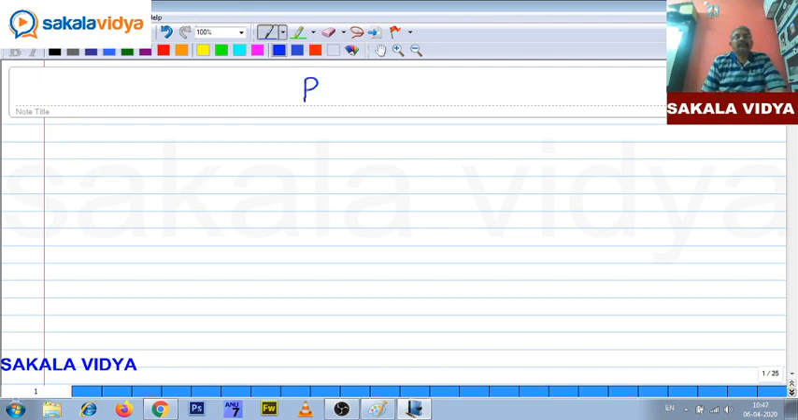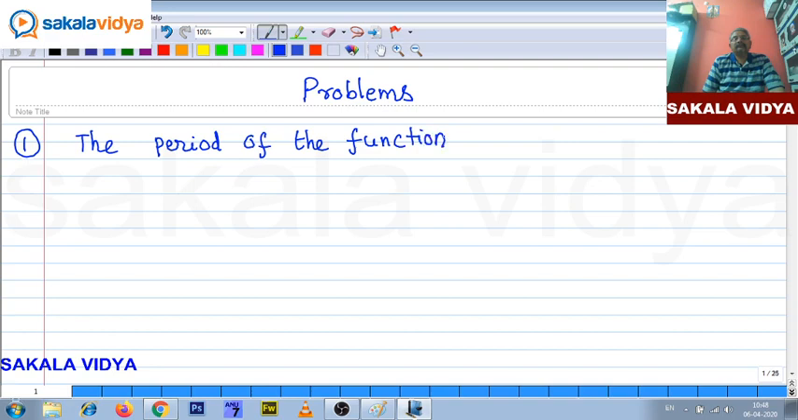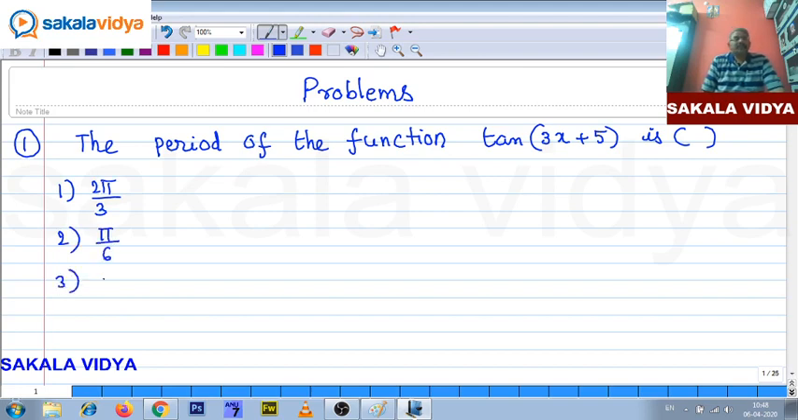Now see problems. So, first problem: the period of the function tan of 3x plus 5 is, first option 2 pi by 3, second option pi by 6, next pi by 3, fourth option is pi. So, all of you type in your chat box now, start.